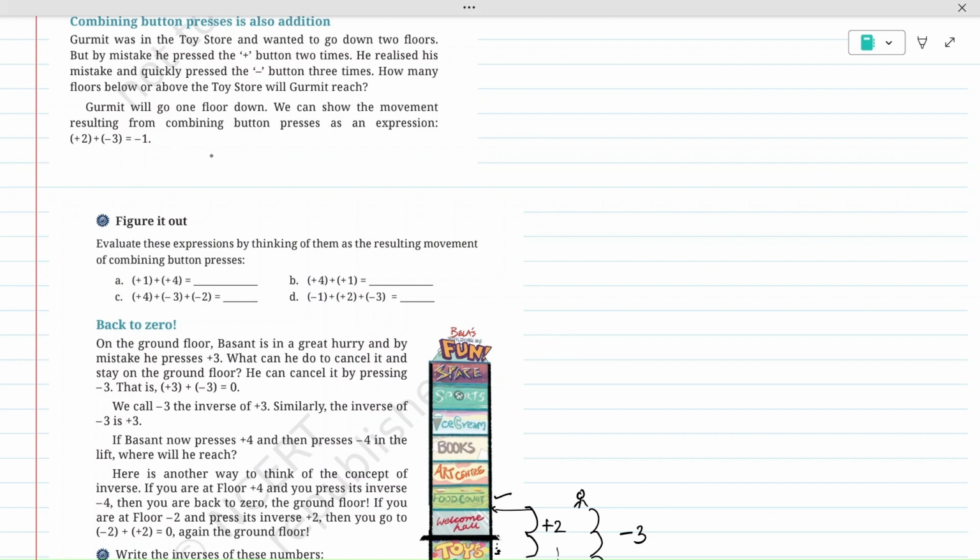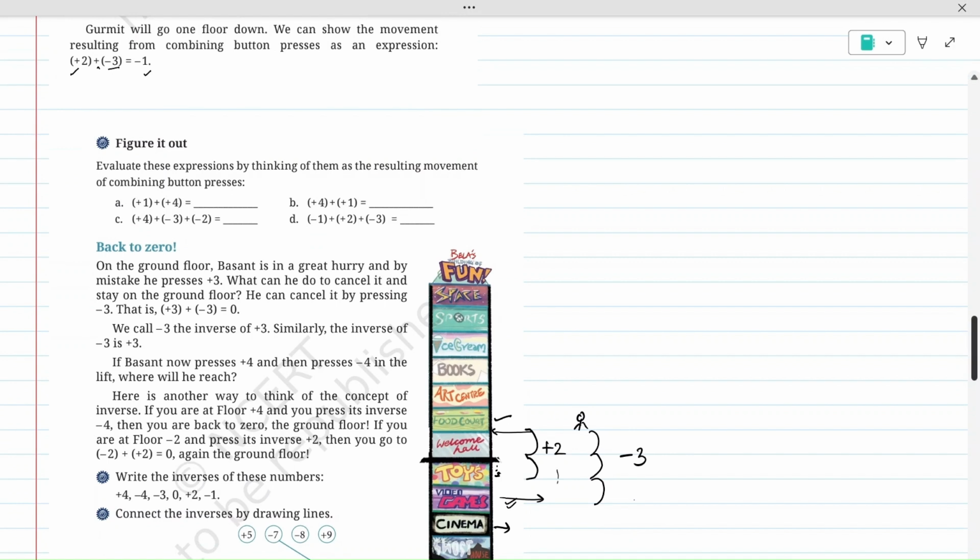We can show the movement resulting from combining the button presses as an expression. Now what it is saying is that we can show this movement like this. First he pressed +2, okay, so he reached up and then he realizes his mistake, so he again pressed -3. So -3 he did and he reached to -1 because he is here, which is -1 floor. -1 to the toy store, not to the ground floor but to the toy store. Okay, so this is how it is done.